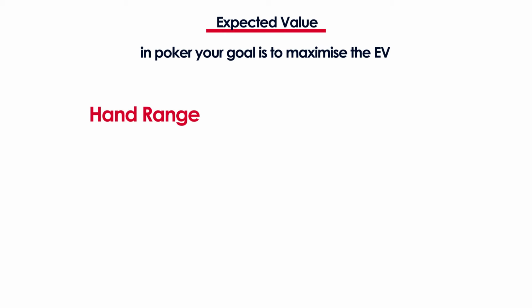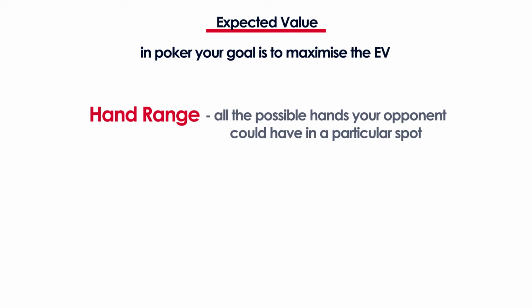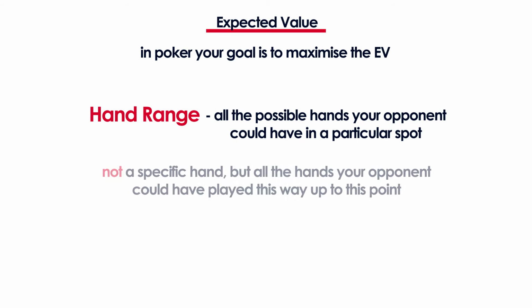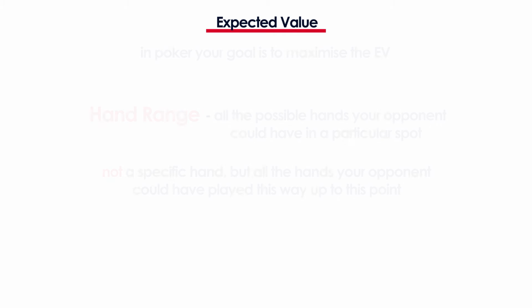Whenever you're playing a hand, you should always think about what your opponent could be holding in that spot. And you shouldn't try to put him on a specific hand like, "I'm sure he has aces, so I'm gonna fold." No, you always have to think about all the possible hands your opponent could play this way up to this point, and that is his range of hands. So let's go over an example.